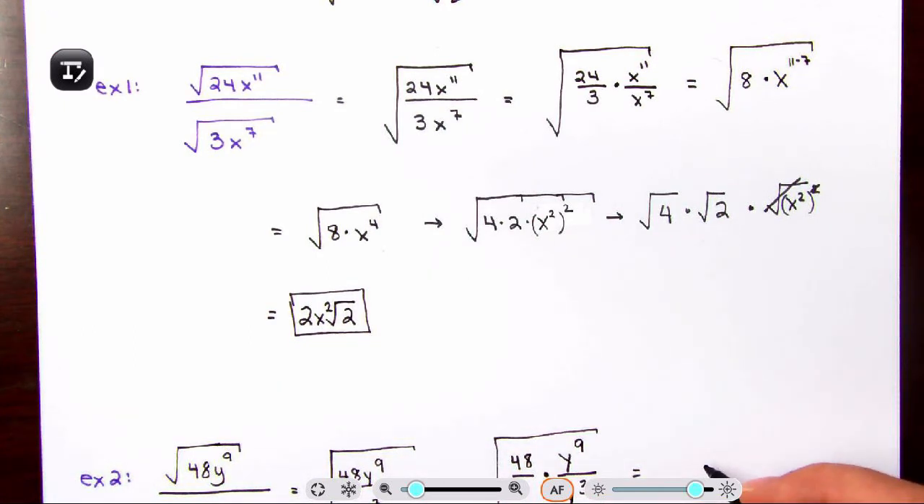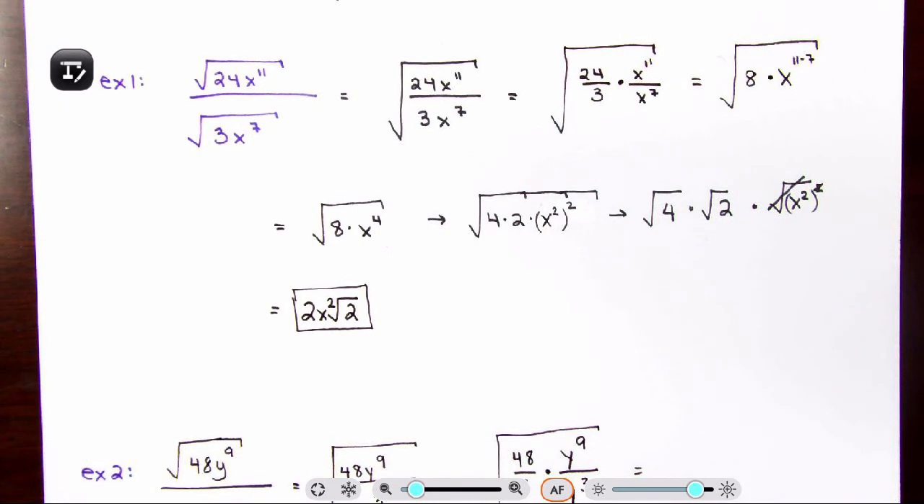48 divided by 3 is 16. So I have the square root of 16 times, I'm going to subtract these. So 9 minus 3 is 6. So now I'm going to use the product rule. So the square root of 16 times the square root of y to the 6th power. Now I am going to split up y to the 6th power.